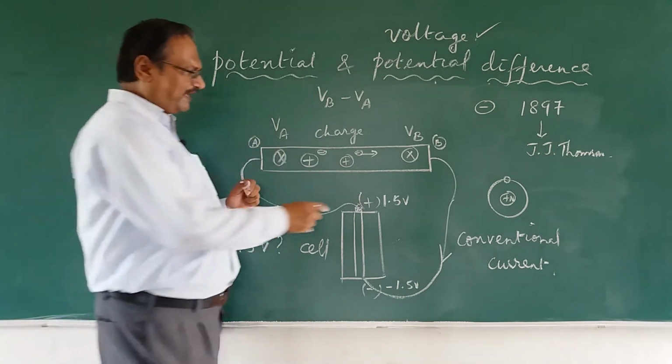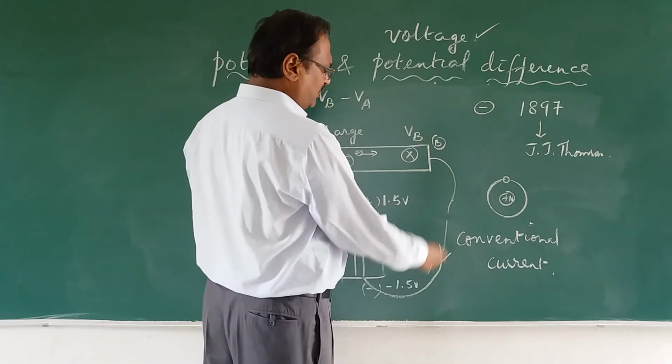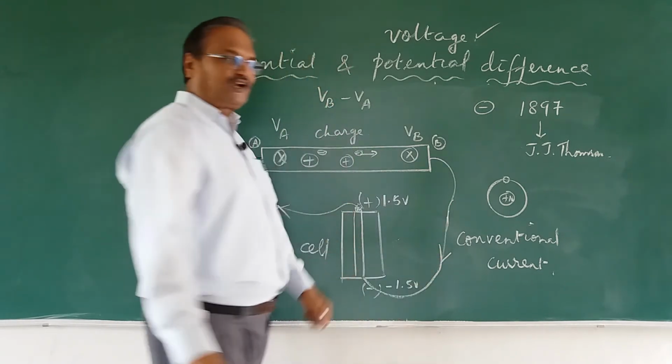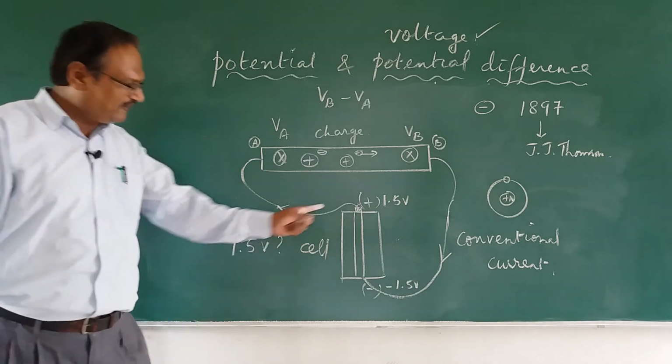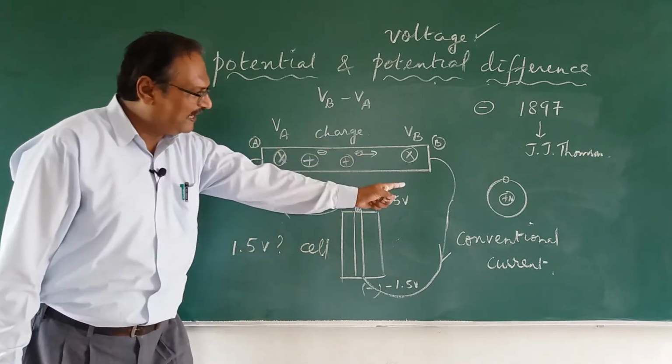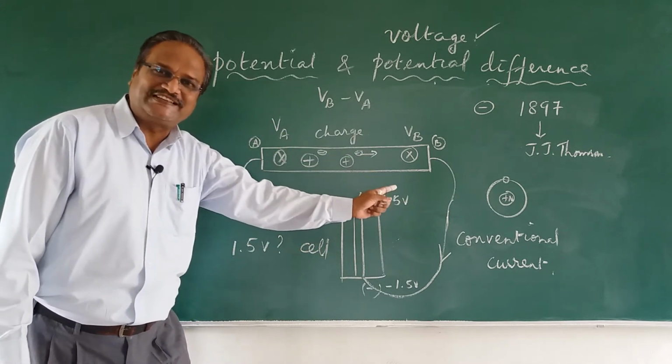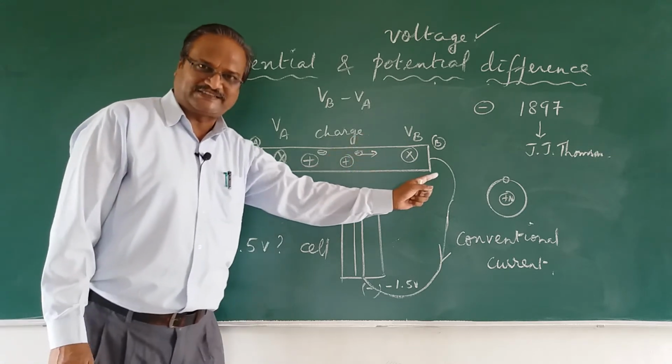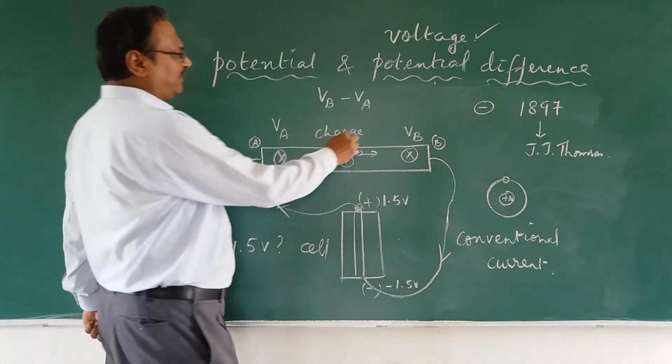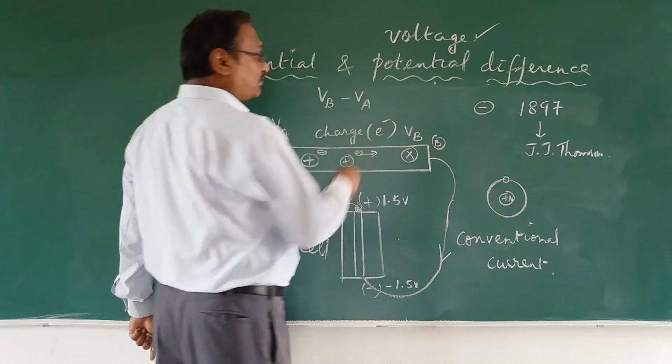Right? If there is a break in that, current will not flow. That's called an open circuit. Now this is called a closed circuit. So now there is a difference in potential, and that is why there is a flow of current. Current here, we now define, is due to the flow of electrons.